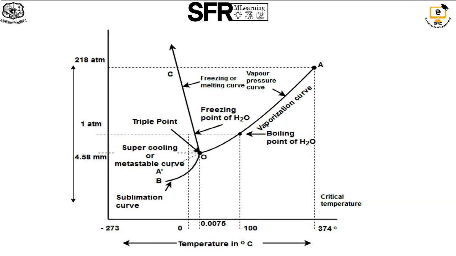This is the water system diagram. O represents the triple point, the OA curve represents the vaporization curve, the OB curve represents the sublimation curve, and the OC curve represents the freezing or melting curve. And the final OA' curve represents the supercooling or metastable curve.